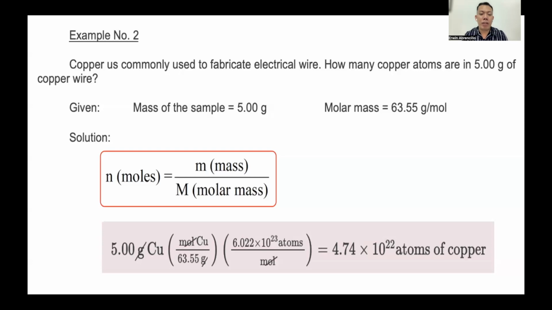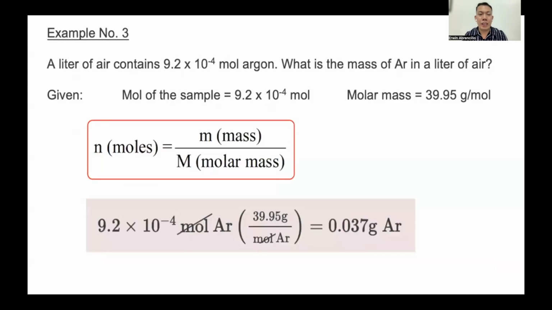And then if you are going to solve that, make sure to use a scientific calculator, the legit ones, not the one from your cell phone. So we have 5.0 times 6.022 times 10 to the 23rd atoms divided by 63.55. With that, you can get an answer of 4.74 times 10 to the 22 atoms of copper. So that's the second example.